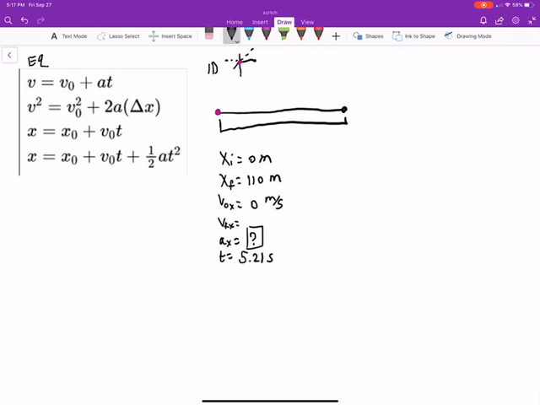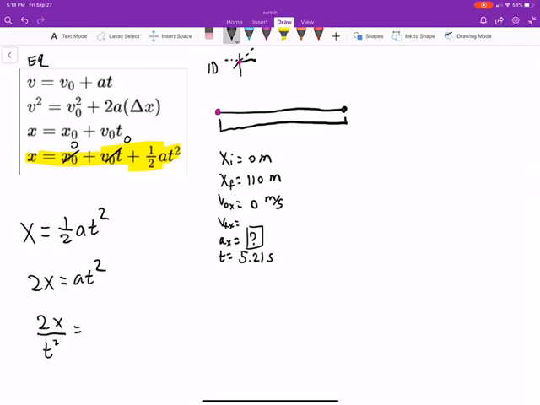So let's see if we can work through this. I'll highlight it here. This equation looks pretty easy to use because this is 0 and this is 0. So x equals 1/2 a t squared. 2x equals a t squared. 2x divided by t squared is our acceleration.